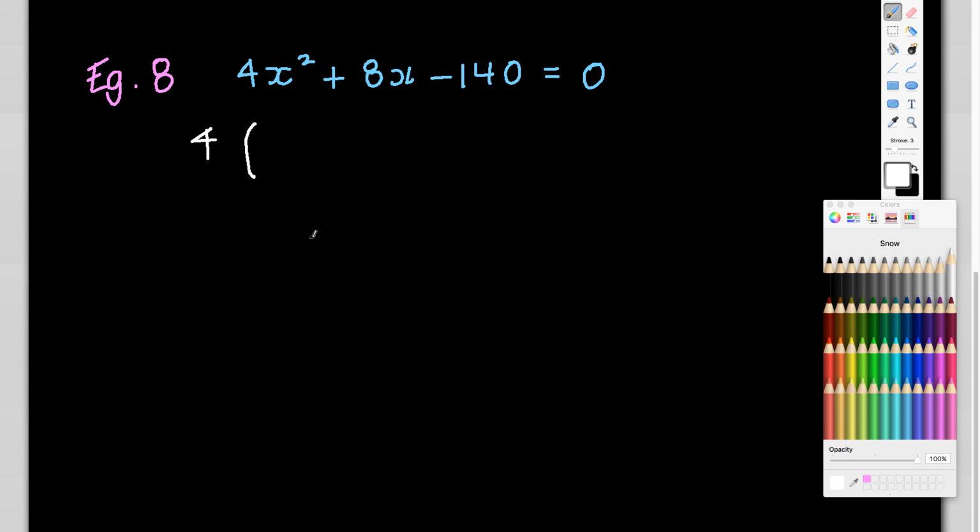So the common factor here was 4. So we're going to take that out. We're going to factorise that. Now 4 into 140, if I halve it, I get 70, and I halve it again, I get 35.